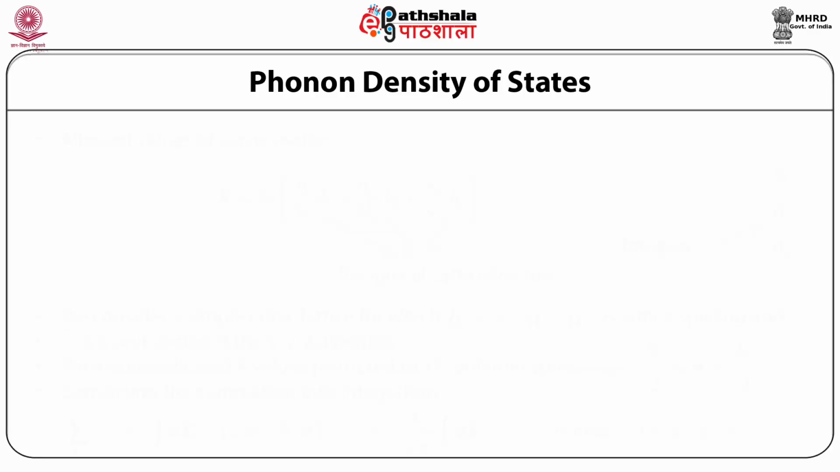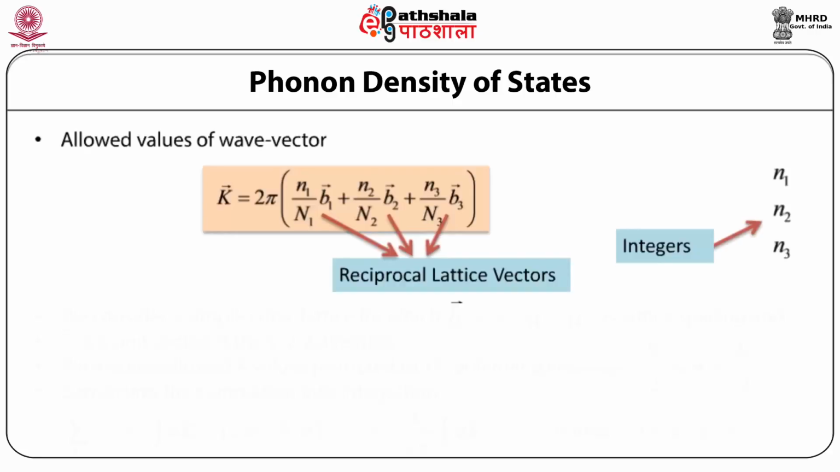So in module 1 actually, we had found out that the allowed values of k is k equal to 2 pi times (n1 b1 divided by N1, plus n2 b2 divided by N2, plus n3 b3 divided by N3), where n1, n2, n3 are integers and these b1, b2, b3 are the reciprocal lattice vectors.